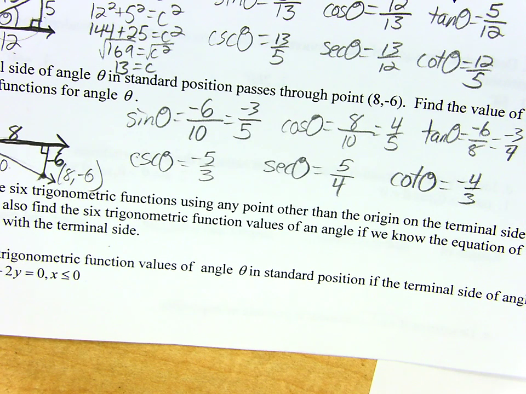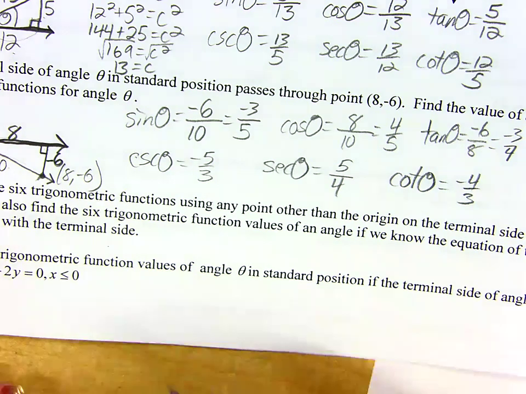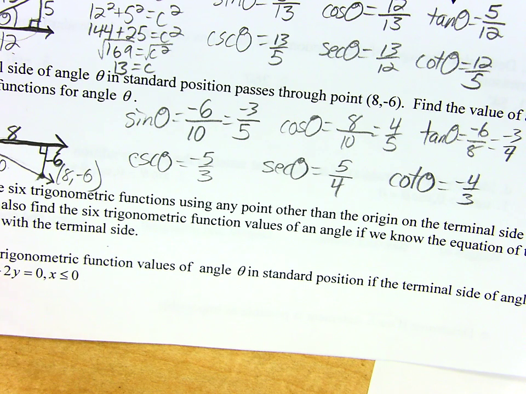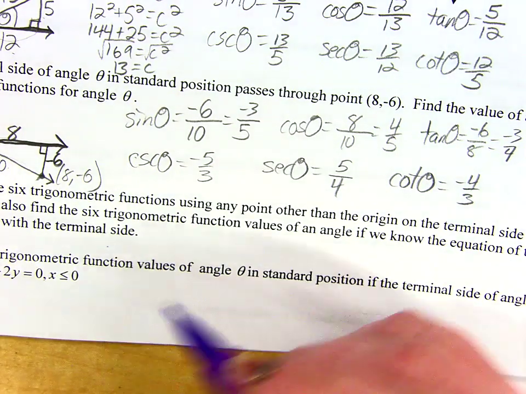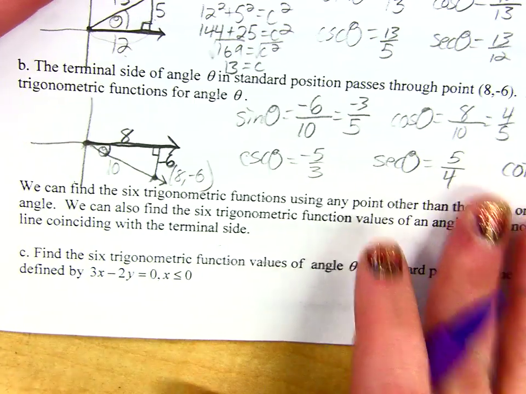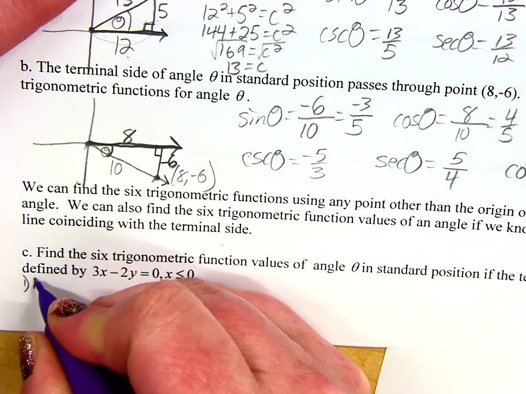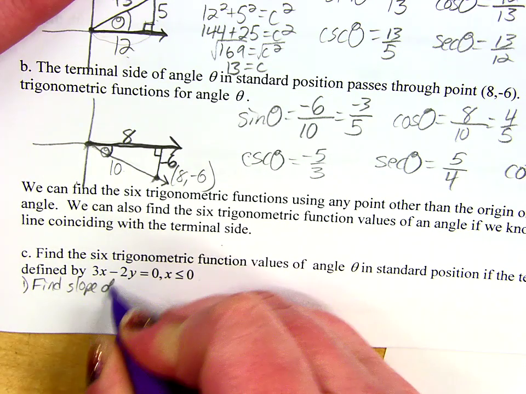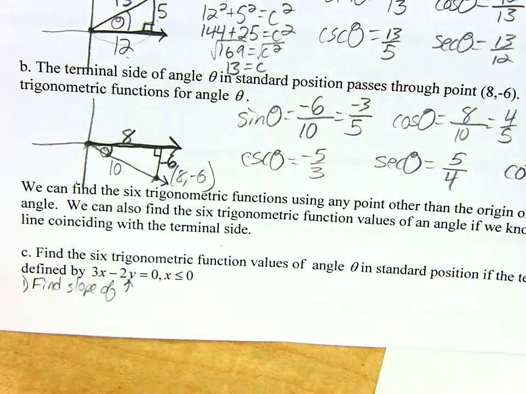All right, so let's try this. Here's what I would do. I would, first of all, figure out what the slope of this line is. So I wish I had more room. I'm going to try and squeeze it in here. So first, let's find the slope of that guy.